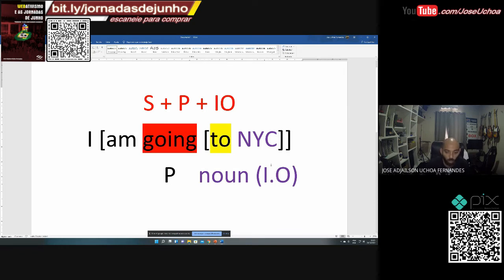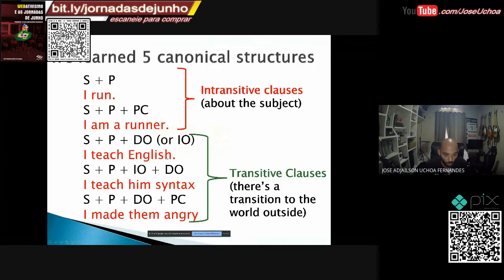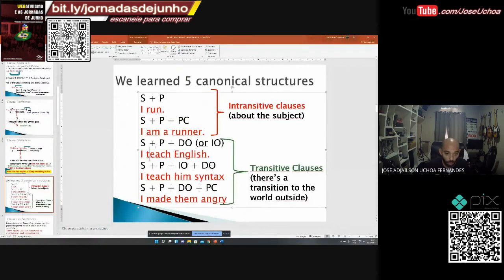Now I have the example here that I was trying to show you, the five patterns. In the first case, I teach English. Back here. Okay. So this structure is represented here. I teach English. If I want to show you subject, predicate, plus indirect object, I could put I am going home. Okay. Or I'm going to New York, but there is no preposition. This preposition is implicit.